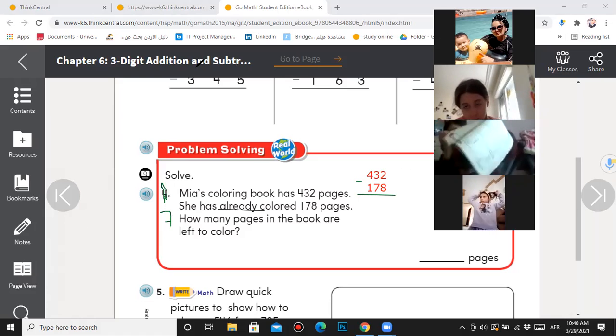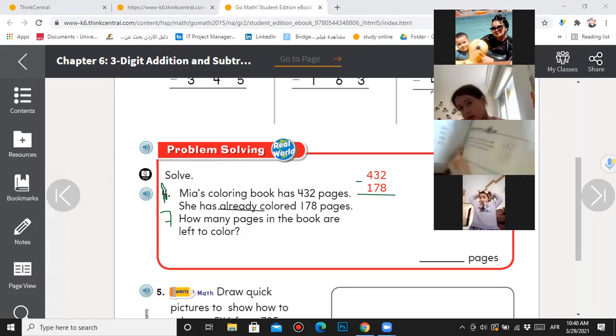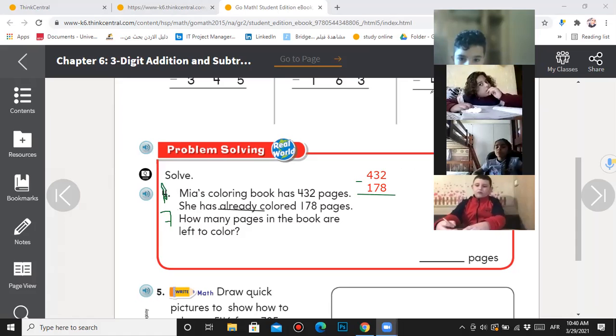Wait. The math is... Yes, good job. So we start with one column.